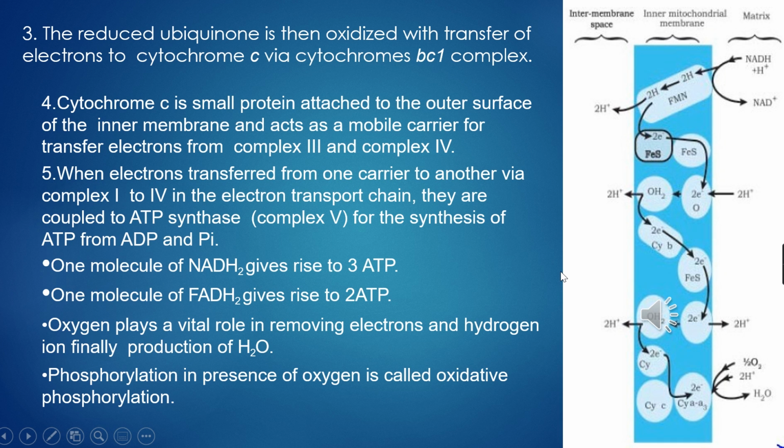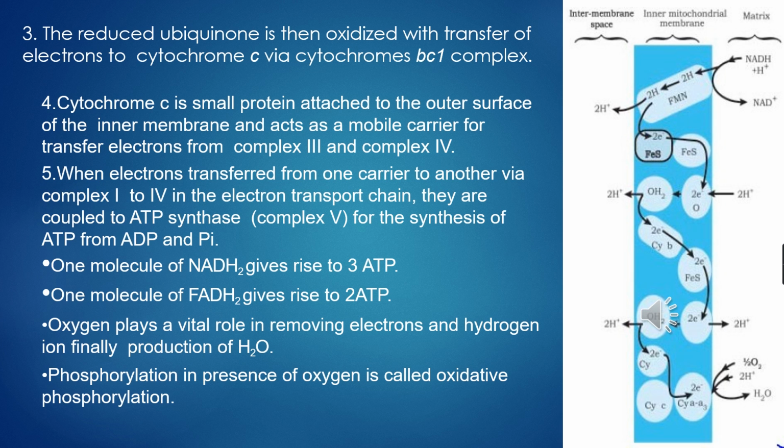So this is in the continuation with the previous slide, electron transport system. This is the third step, the reduced ubiquinone, also called ubiquinol. It will then be oxidized with the transfer of electrons to cytochrome C via cytochrome BC1 complex. This is called complex 3. Now cytochrome C is a small protein attached to the outer surface of the inner membrane and acts as a mobile carrier for transferring electrons from complex 3 to complex 4.